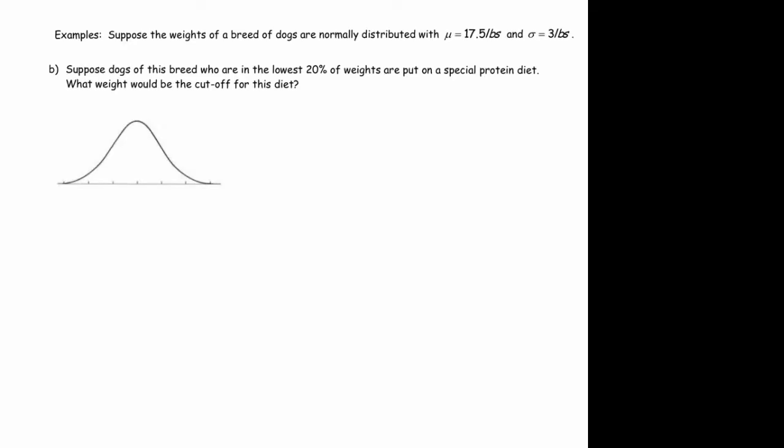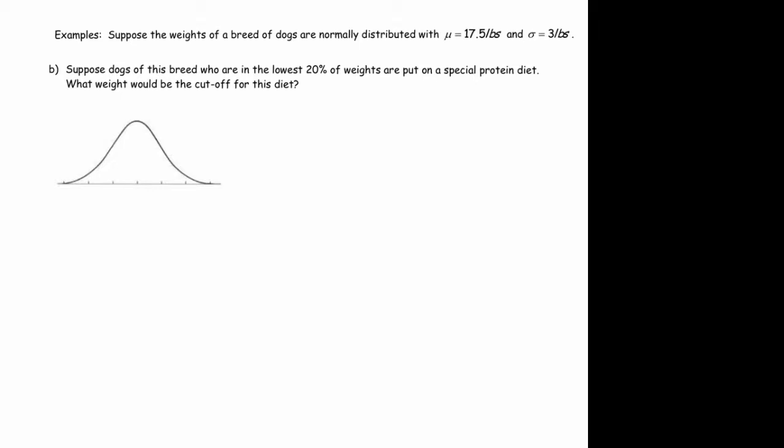Let's do another example involving weights of dogs. So again, we're supposing that the weight of a breed of dog is normally distributed with a mean of 17.5 pounds and a standard deviation of 3 pounds. Now this says, suppose dogs of this breed who are in the lowest 20% of weights are put on a special protein diet. What weight would be the cutoff for this diet?